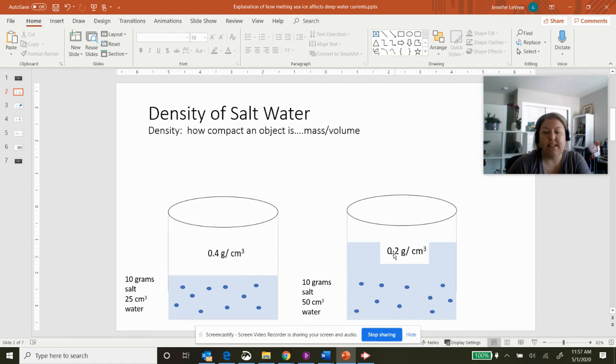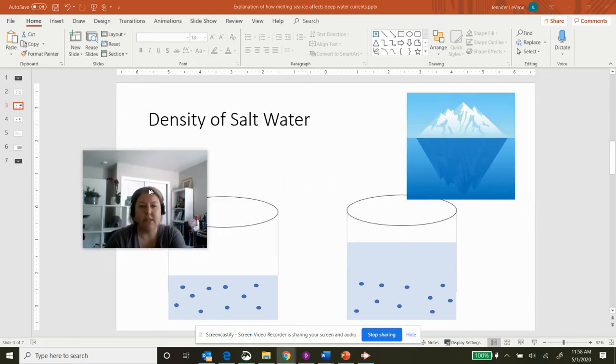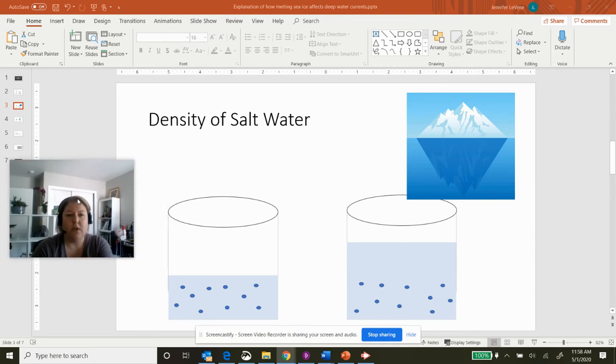So the density is lower because there are fewer particles per volume. It's less compact now. They have more room to move instead of being really close together. So right here we can see that this glass has a lower density than this glass. So let's move on and talk about how this actually affects what is going on with the Arctic sea ice.